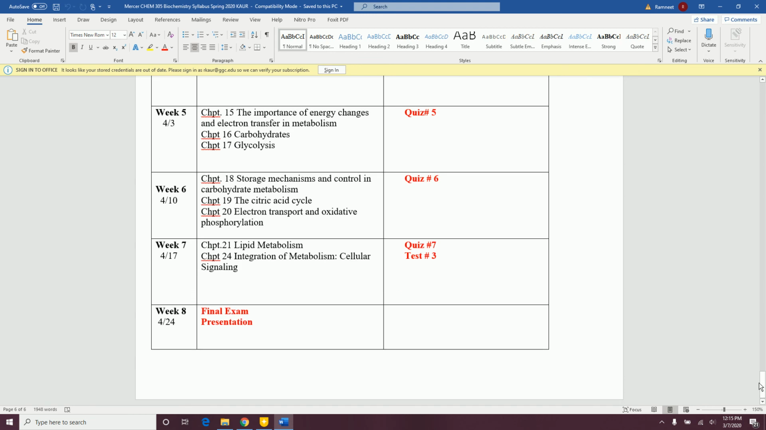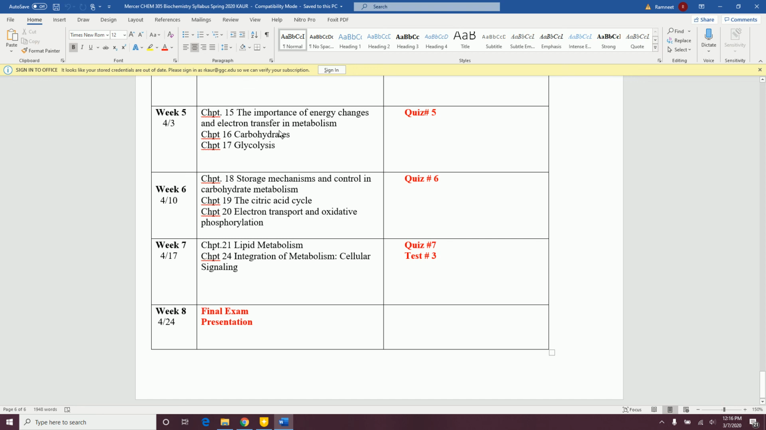Moving towards week number 5, we'll be starting metabolism. We will be talking about the importance of energy changes and electron transfers. We are starting the process of cellular respiration, and glycolysis is the first step. We will talk about glycolysis. We'll cover chapter number 16 also, which is about carbohydrates, because we'll be talking about glycolysis by taking into consideration 1 molecule of glucose. So to understand that, we need to talk about carbohydrates.